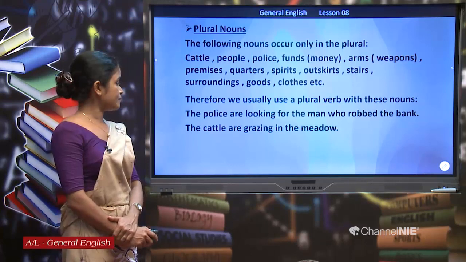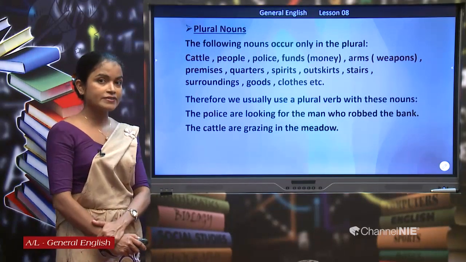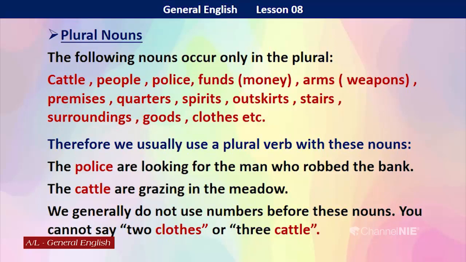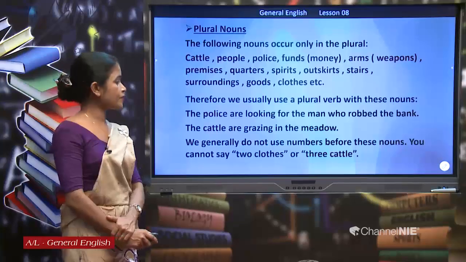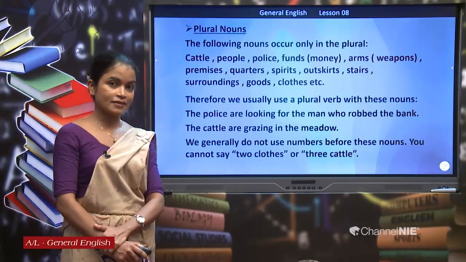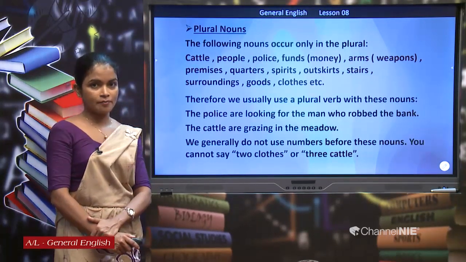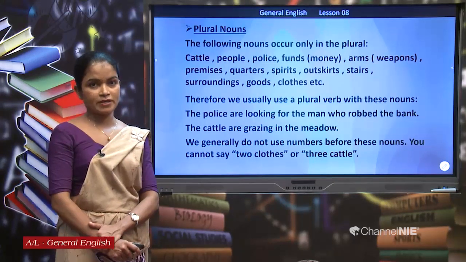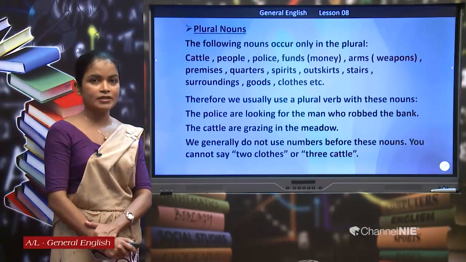The cattle are grazing at the meadow. The cattle is taken as a plural noun. Therefore, we have to use it with a plural verb. The cattle are grazing at the meadow. We generally do not use numbers before these nouns. You cannot say 2 clothes, 3 cattle. Likewise, you can't use numbers before these nouns because they are taken as plural nouns.